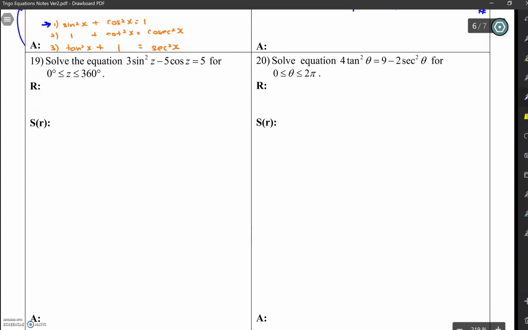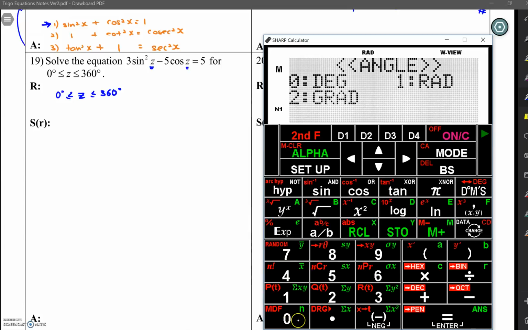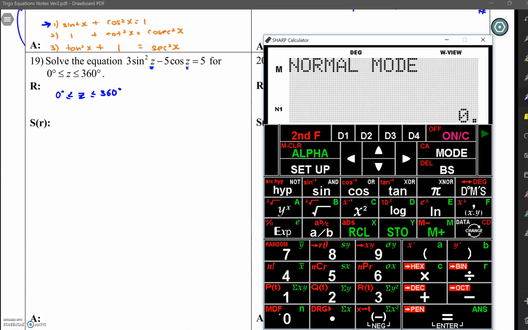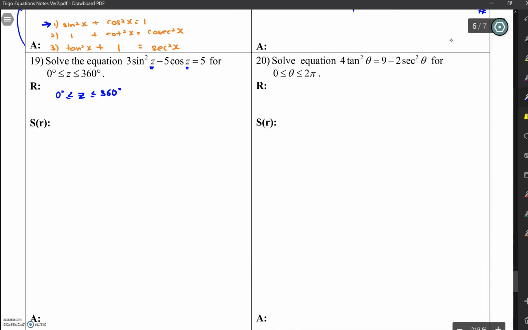Before we do anything, of course, we will look at the range first. This is z only, so my range is only from 0 degree to 360 degree here. So do take note that my calculator should be in degree mode. Remember, calculator degree mode, this is in radian. So I'll do my setup, 0 and 0 to get degree mode. Now I move on.